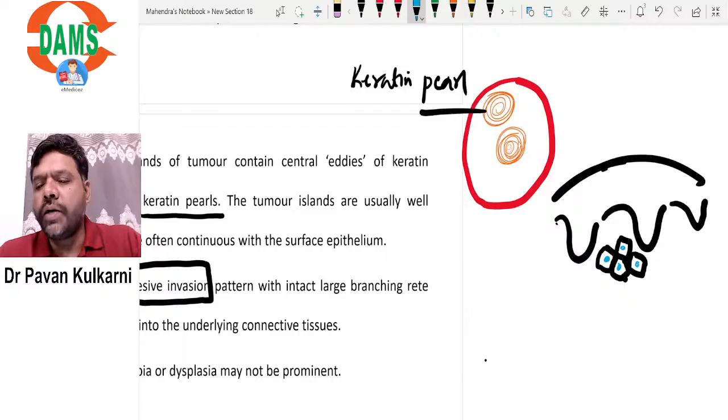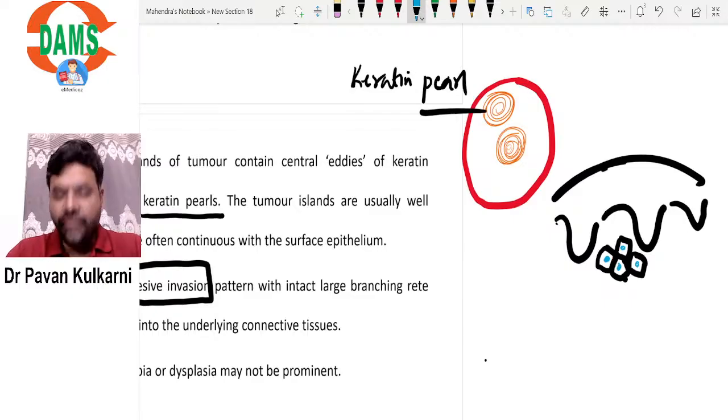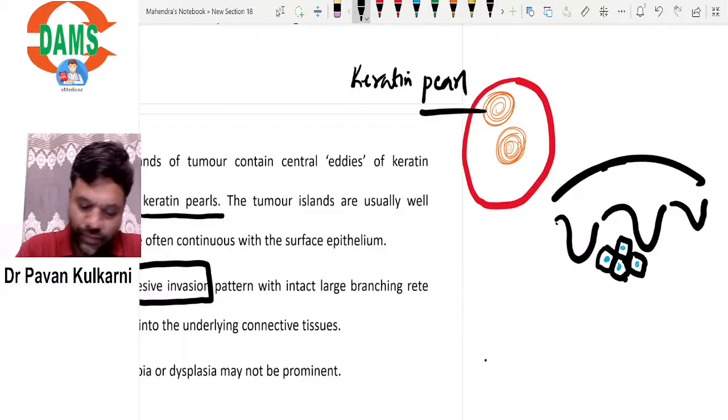Okay, I hope you have understood this point, that cohesive nature means the cells are connected to one another. The cells which have invaded into the connective tissue are connected to one another. That is called a cohesive pattern.